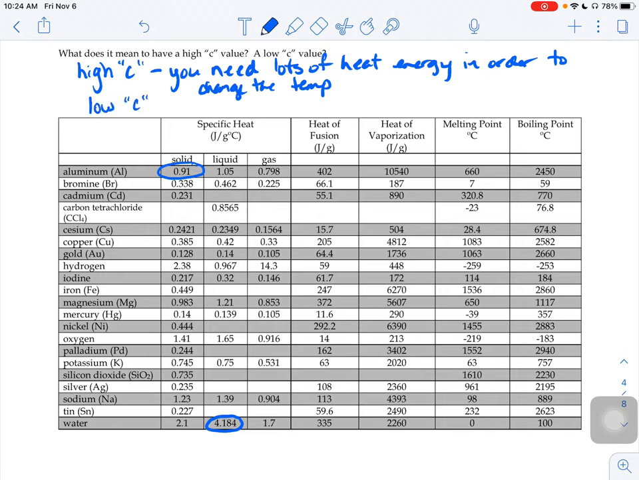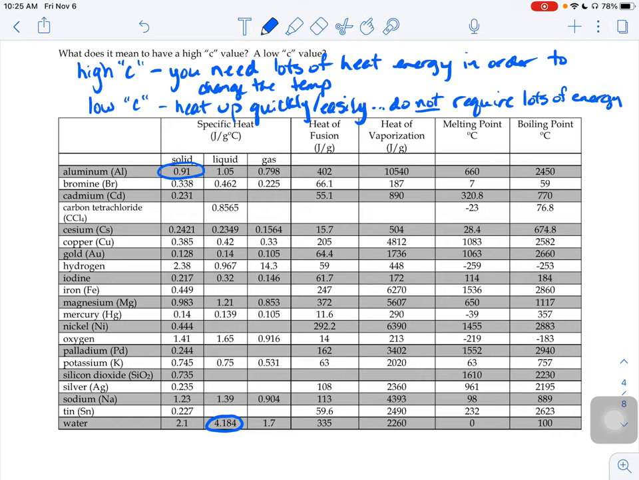So when you have low C values, these guys heat up quickly and easily because they do not require lots of energy to change the temperature.